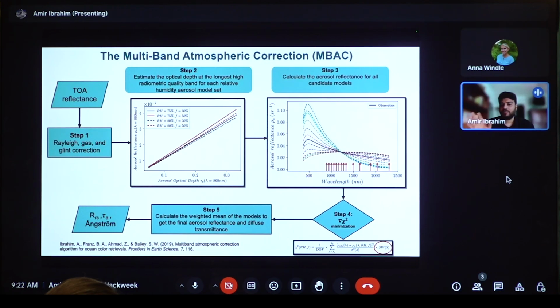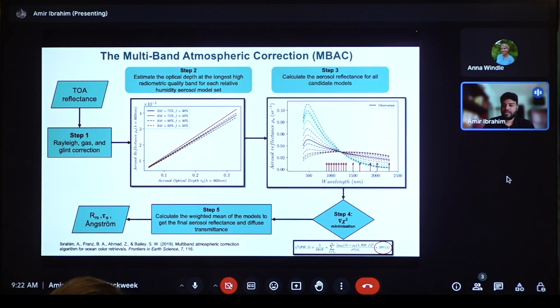And this is where the multi-band aspect comes in, where we do a chi-square minimization to infer the information about the aerosol model. And then once we find the best models that fit our signal, we remove the aerosol contribution. Then whatever signal we have is water leaving reflectance.